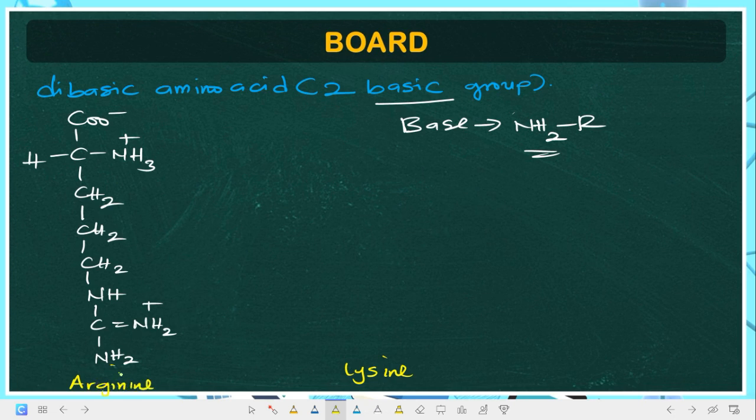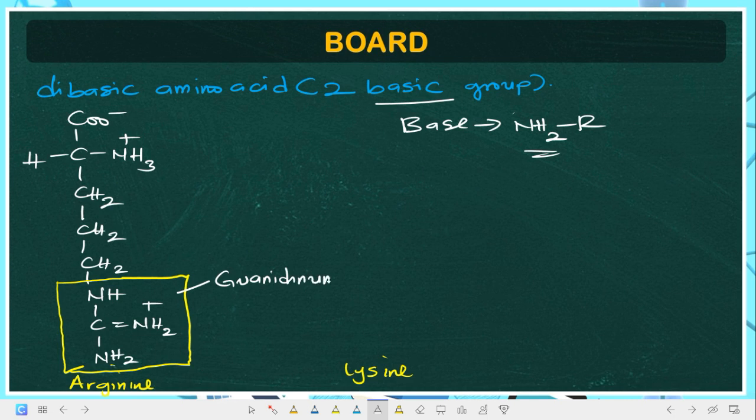This is the structure of what? Arginine. Now the arginine contains a special group that is called the guanidinone functional group. This functional group here is what is called the guanidinone functional group. So in case you are asked to draw an amino acid that has the guanidinone functional group, you should be able to draw it.